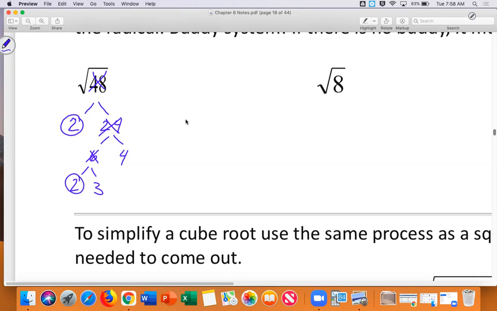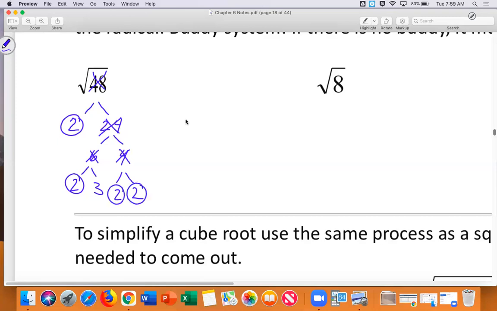All right, we're not done yet. Still working, okay? Can't break down 3, right? It's a prime number. 4. Can you break down 4? 2 times what gives me 4? 2 times 2. Do you see a pair of numbers?